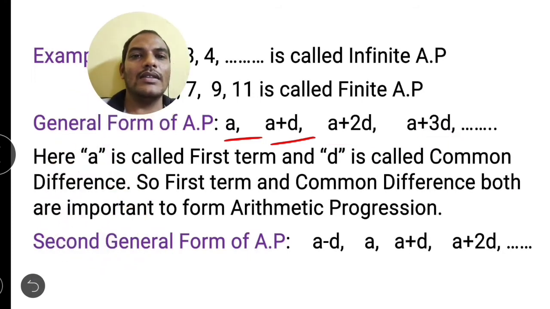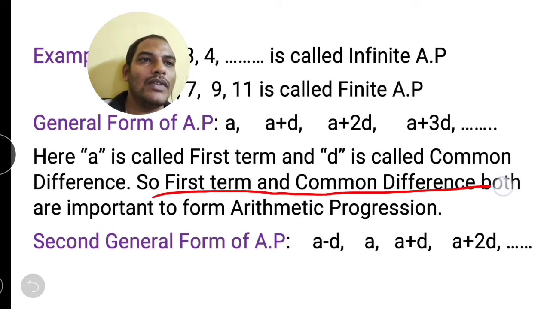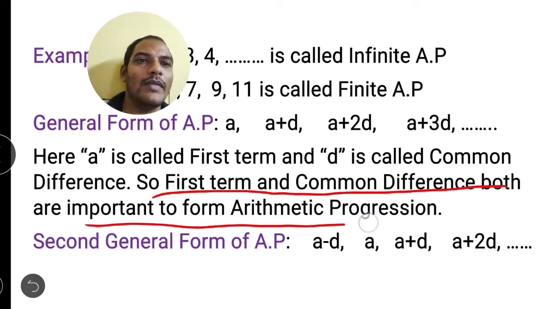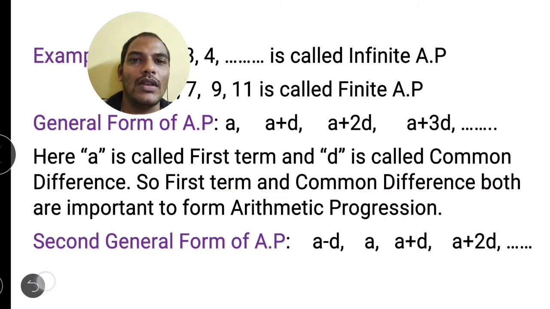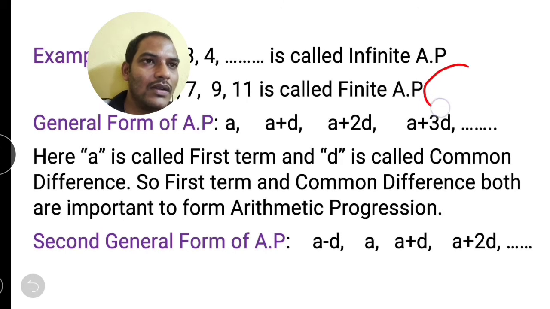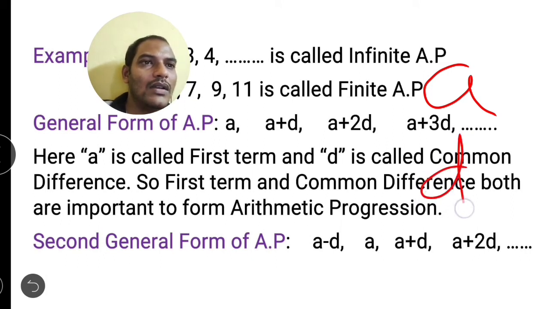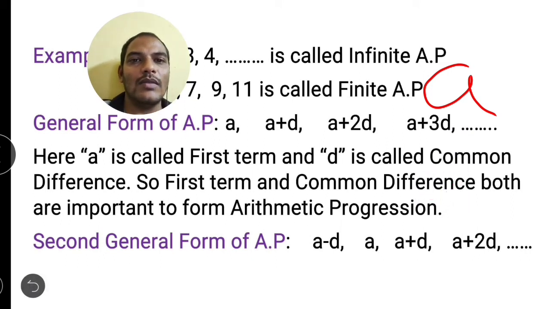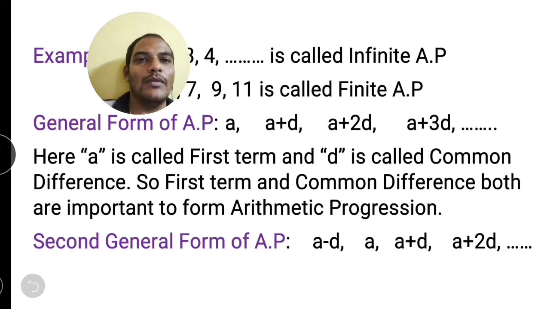And here a is called the first term and d is called the common difference. So first term and common difference both are important to form an arithmetic progression. Why? Because to start the arithmetic progression, what value is required? First term is required. To continue the arithmetic progression, definitely we require the common difference. So that is why first term and common difference both are important to form the arithmetic progression.